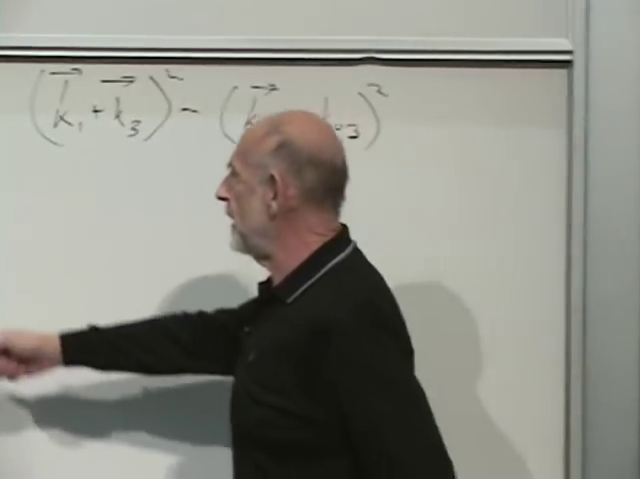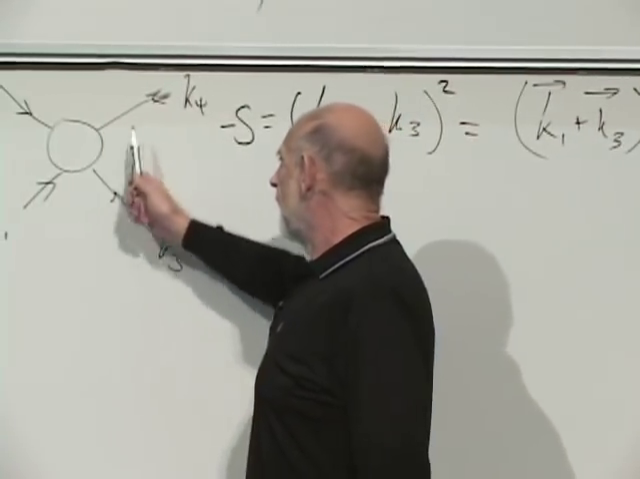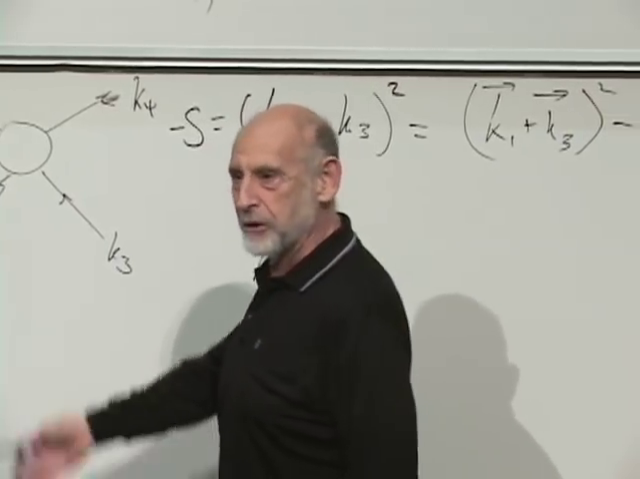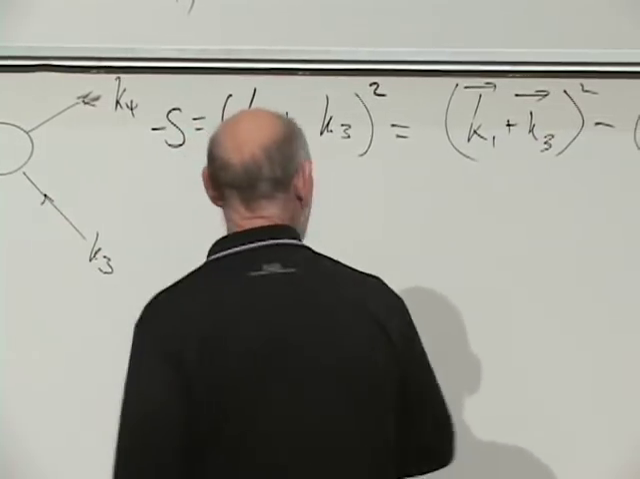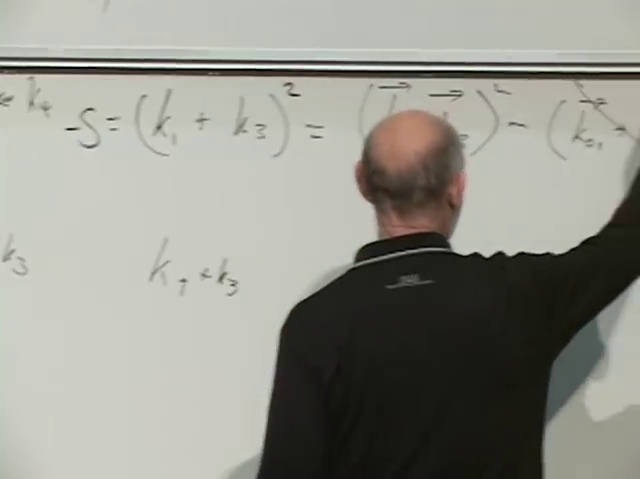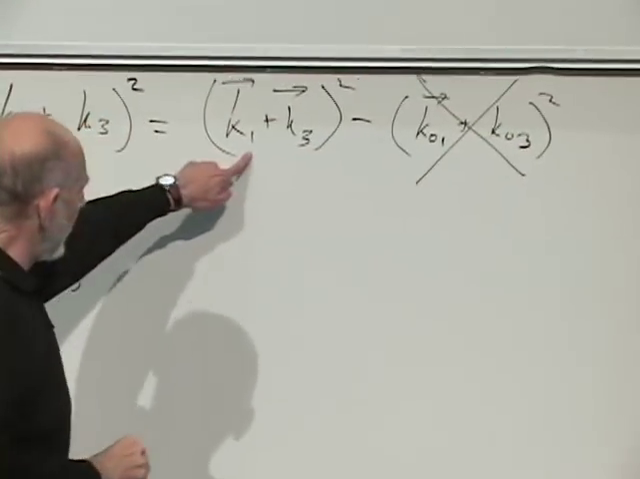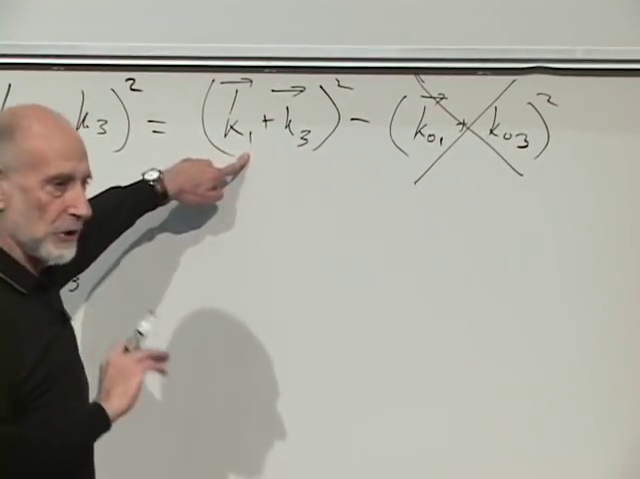Yeah, because for K3 and K4, we flip the sign on them. All right? So this isn't there. And this is just K1 plus K3 squared. So let's see if we can see what that is.